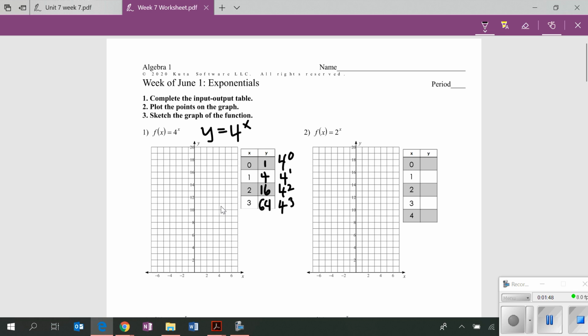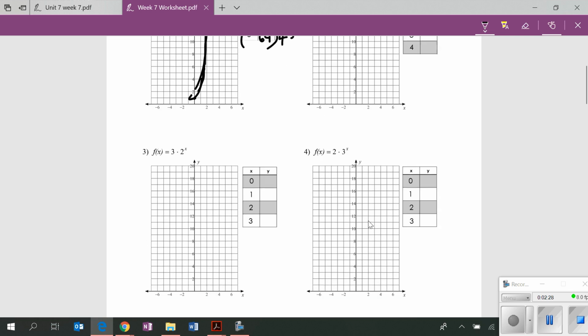Now we're going to take our values. Remember, these are like your points: 0, 1; 1, 4; 2, 16; 3, 64. And we're going to graph it. So 0, 1, there's my point there. Then 1, 4; 2, 16; and 3, 64 doesn't fit on our graph. But here's my sketch. It's going to be like a curve up like that. So you're going to do the same for number 2.